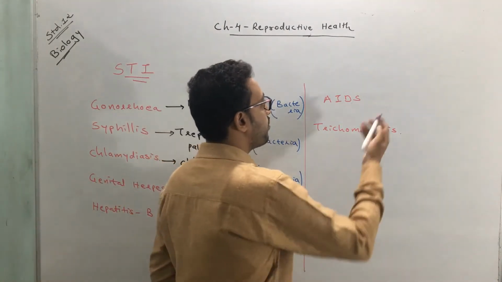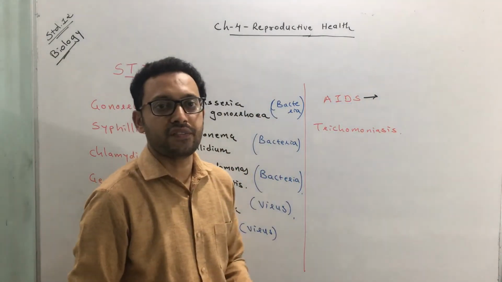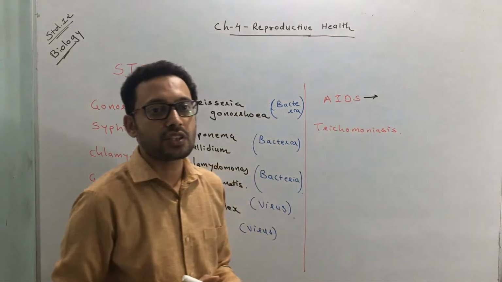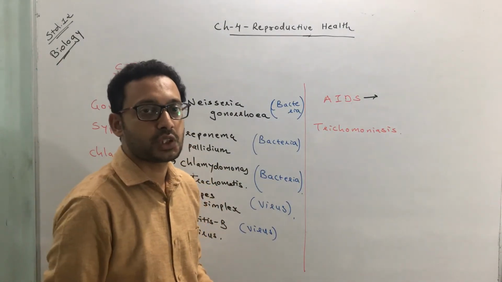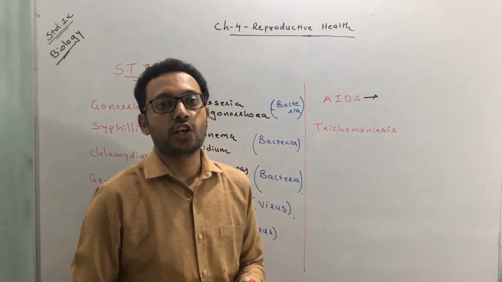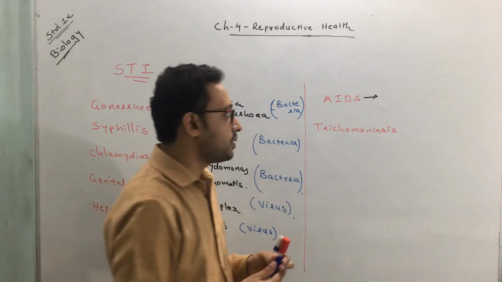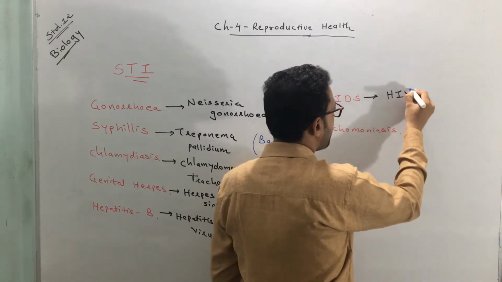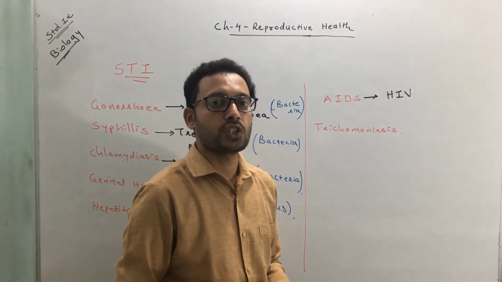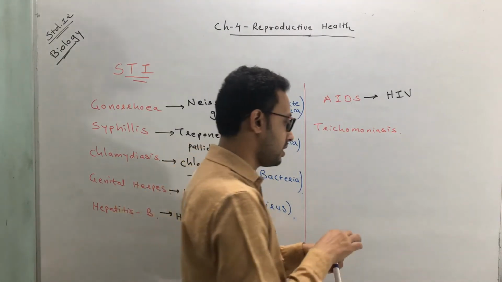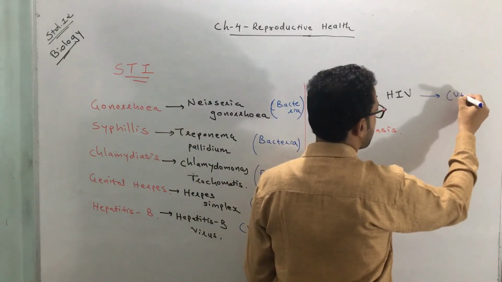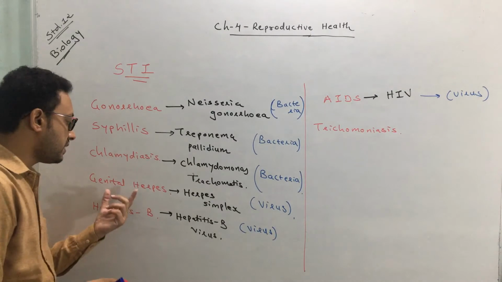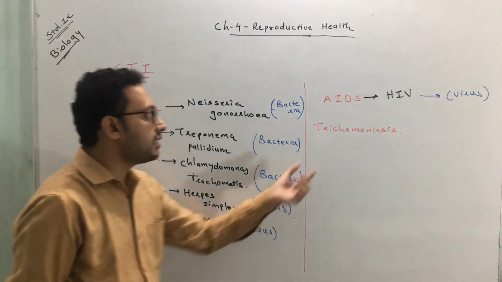Next, AIDS. I hope you know the full form of AIDS. It is acquired immunodeficiency syndrome, in which the immune system becomes deficient. So the body's defense mechanism, or body immunity, is not capable of fighting other microbes. That is caused by a virus, HIV. The full form is Human Immunodeficiency Virus. It's a virus which causes AIDS. So these are the three diseases caused by viruses: first genital herpes, second hepatitis B, and third AIDS.